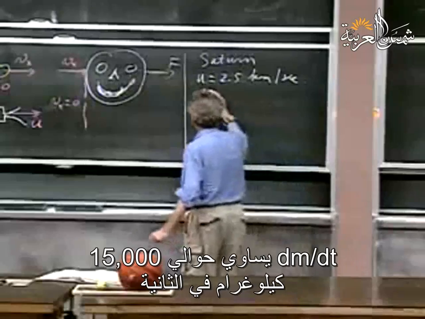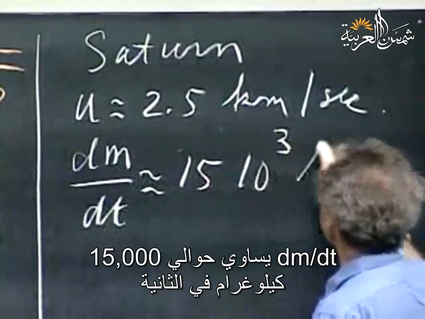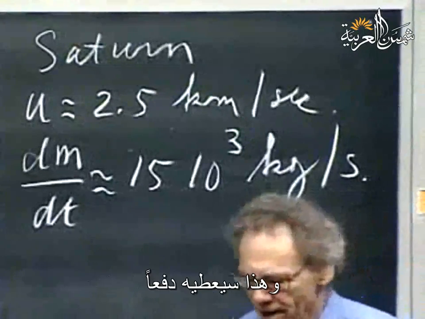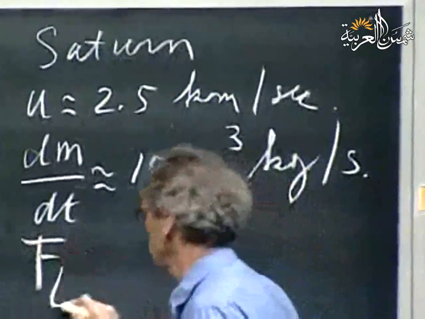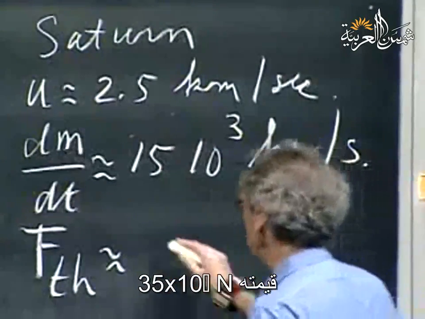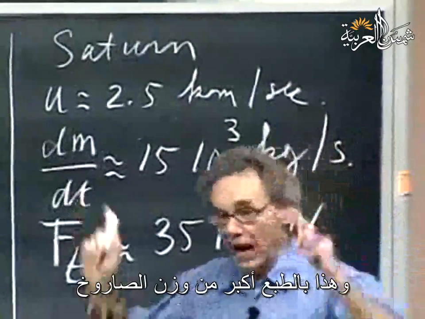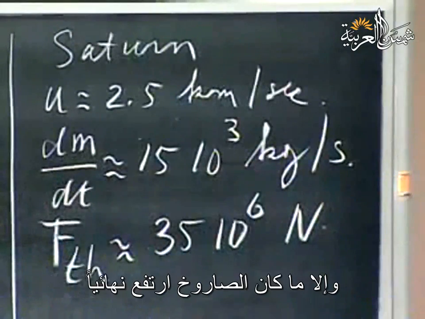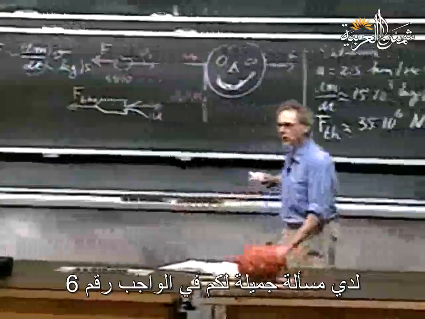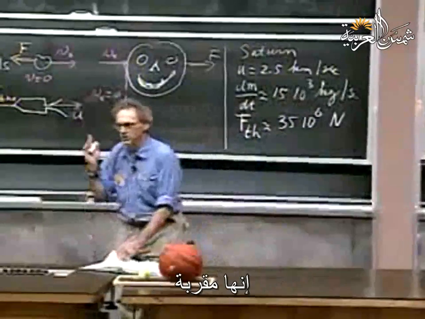The dm/dt is about 15,000 kilograms per second. It's almost unimaginable. And that would give you then a thrust of about 35 million newtons, which, of course, was higher than the weight of the rocket. Otherwise, the rocket would never go up. An incredible thrust. I have also a nice problem for you in assignment 6 with the Saturn rockets. You'll see these numbers again. These are rounded off.